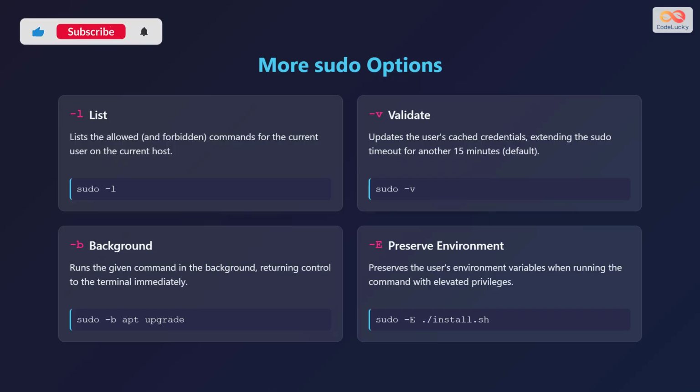The -b option runs the given command in the background, returning control to the terminal immediately. For example, sudo -b apt upgrade. The -E option preserves the user's environment variables when running the command with elevated privileges. For example, sudo -E ./install.sh.